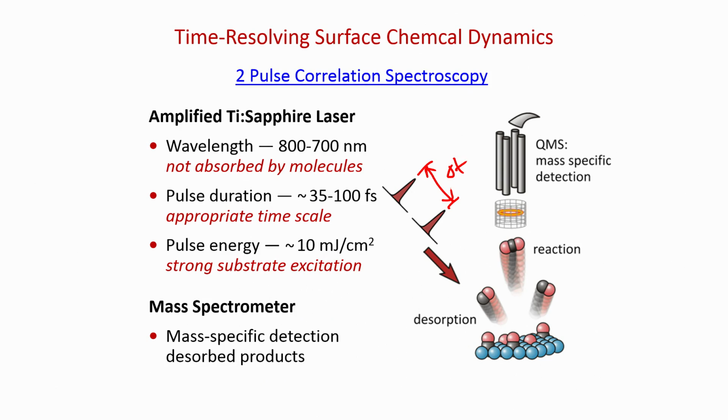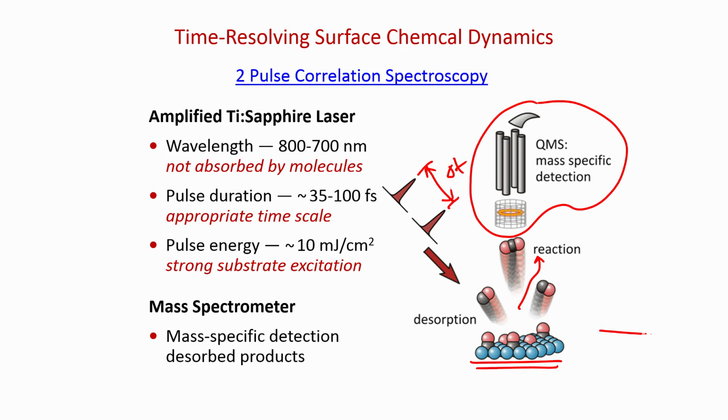They will be used to deposit the heat energy on the substrate, and this blue color surface is the substrate surface, and the molecules are desorbing from the surface due to this heat energy, and the quadrupole mass spec will be used to detect the molecules which are coming out of the surface. So, this is the basic idea of the two pulse correlation spectroscopy, as a function of delay.